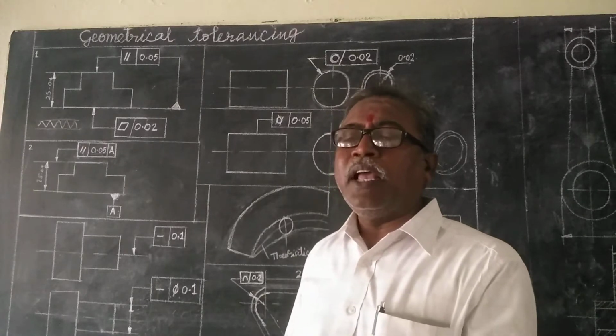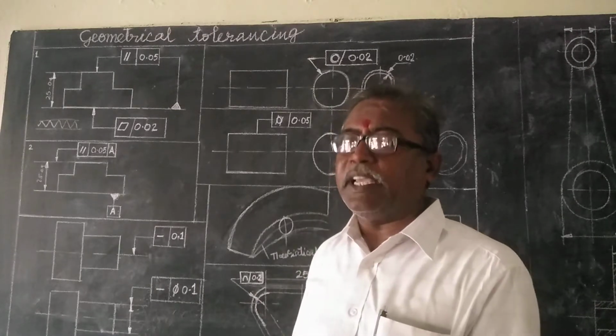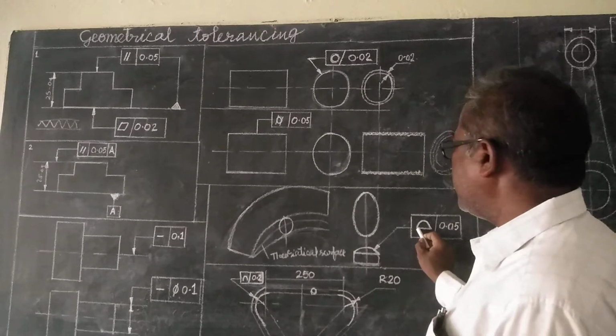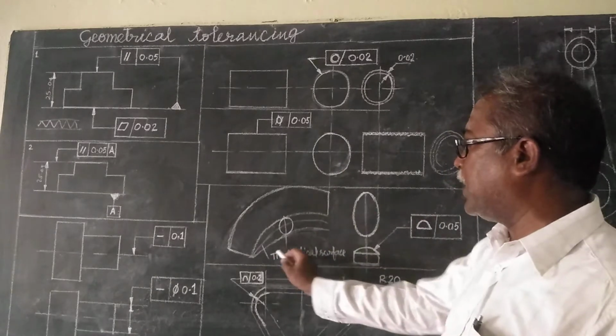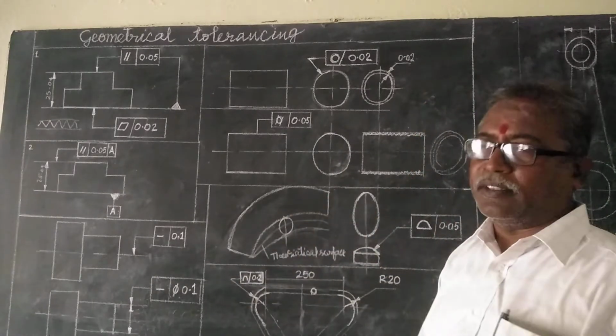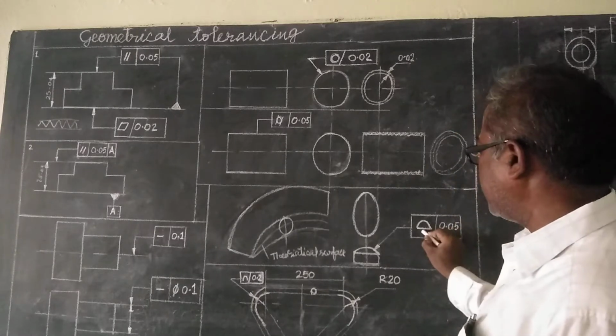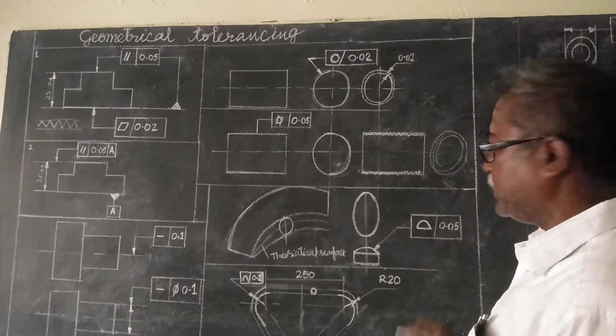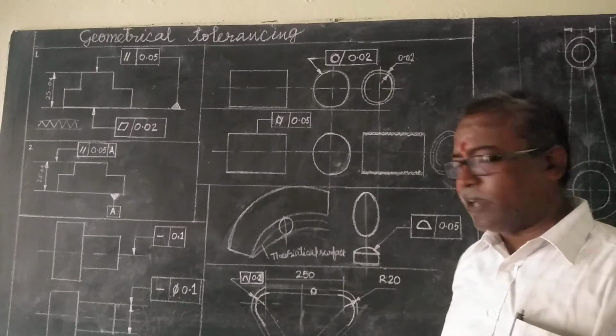That means a hemisphere we can call it as. Hemisphere symbol is given. This is used for checking the theoretical surface of curvature. So that symbol is given and geometrical tolerance is given 0.05.